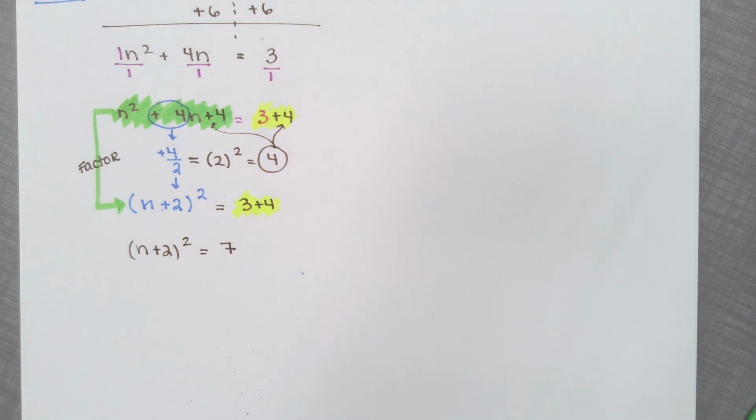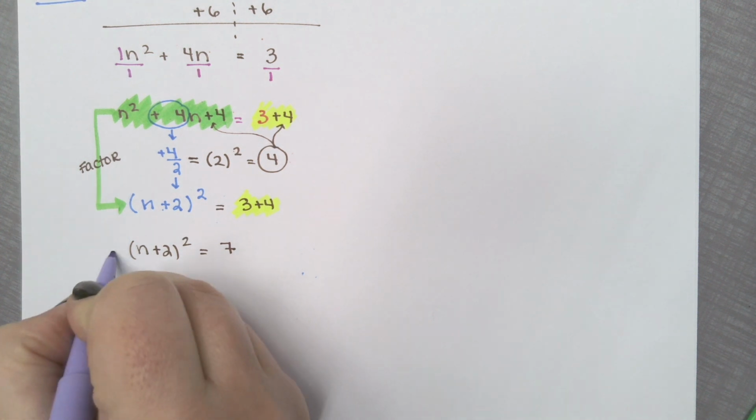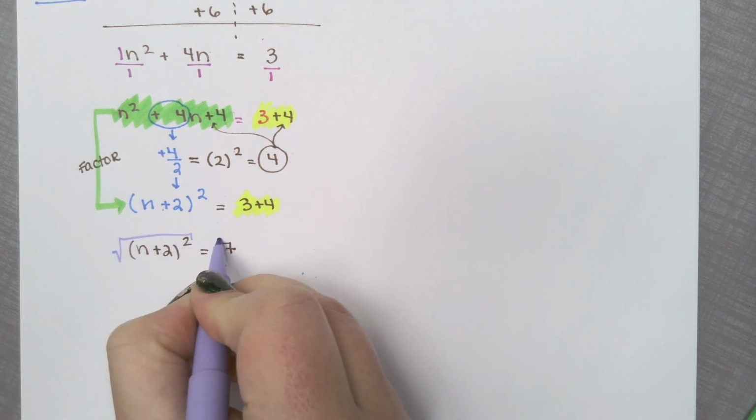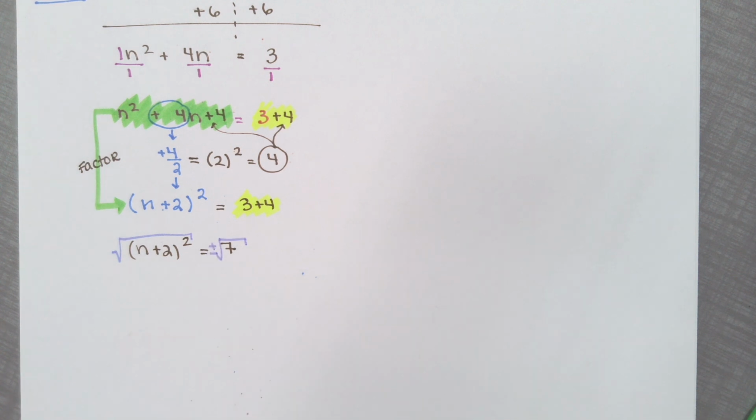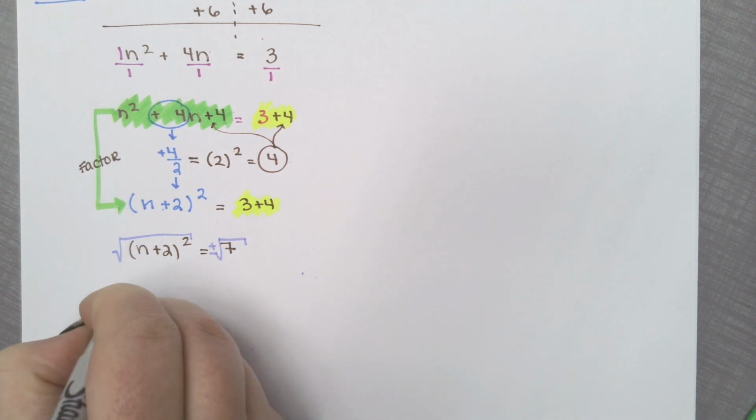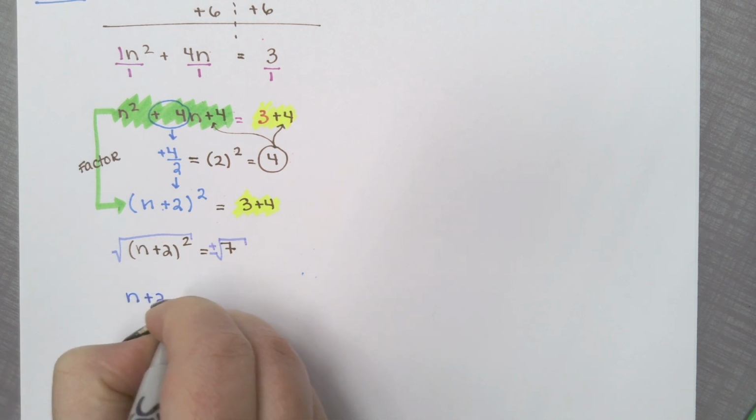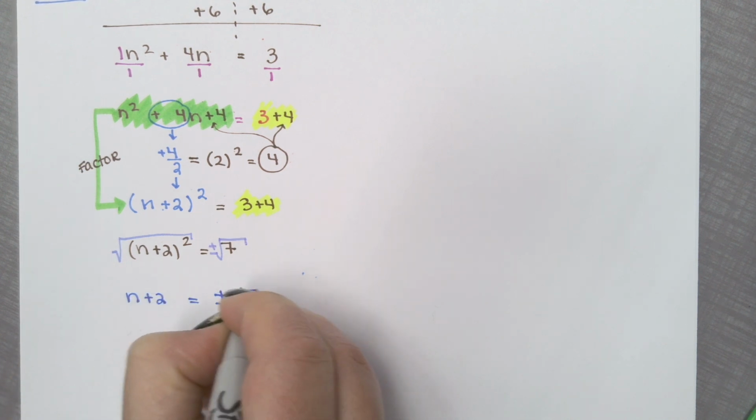A little bit unhappy with 7, but it's not the worst thing in the world. Because when we do step number 4, which is taking the square root, we cannot simplify 7, so we're just going to keep it as the plus or minus square root of 7. So we have n plus 2 is equal to plus or minus square root of 7.